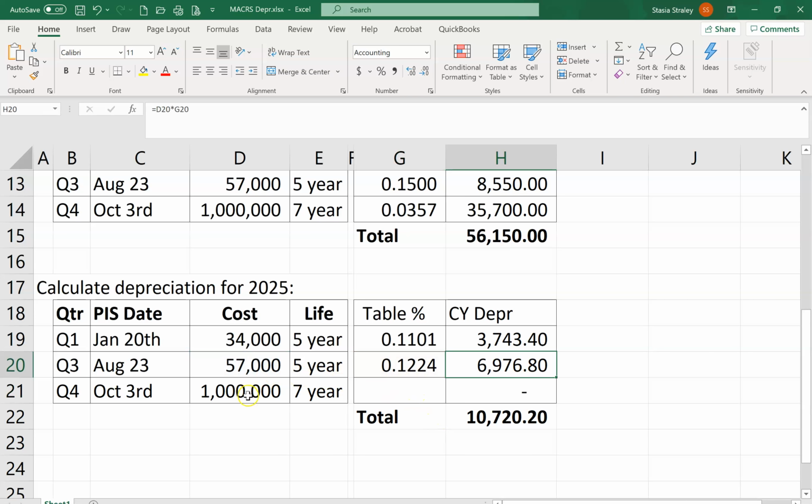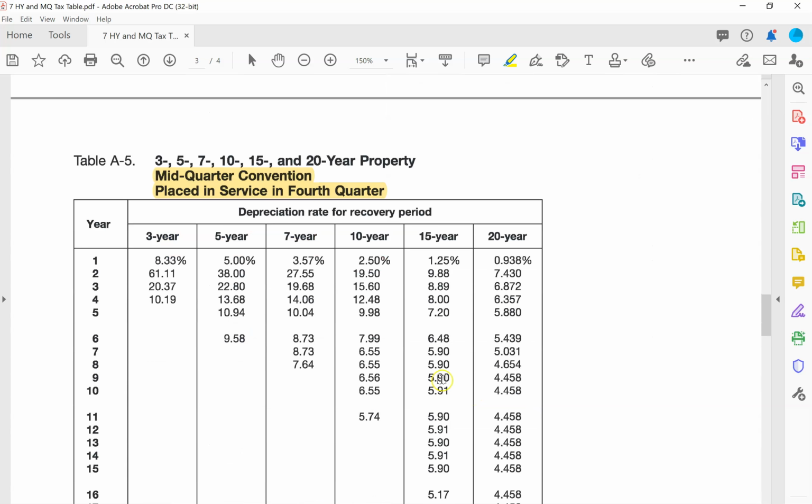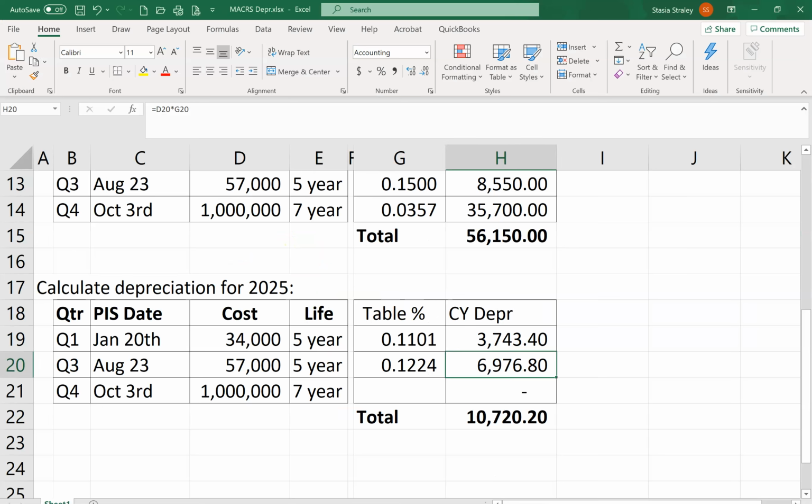And then the last one is our $1 million asset, 4th quarter, 7-year. So if we pop over here, this is going to be the 4th quarter, will be 7-year. So same thing. So 2022, 23, 24, 25. Here we go. 22, 23, 24, 25. Okay, so 4th year of recovery, 7-year asset, 14.06. So this is going to be 0.1406. And again, it's just multiplying the cost times the table percentage.